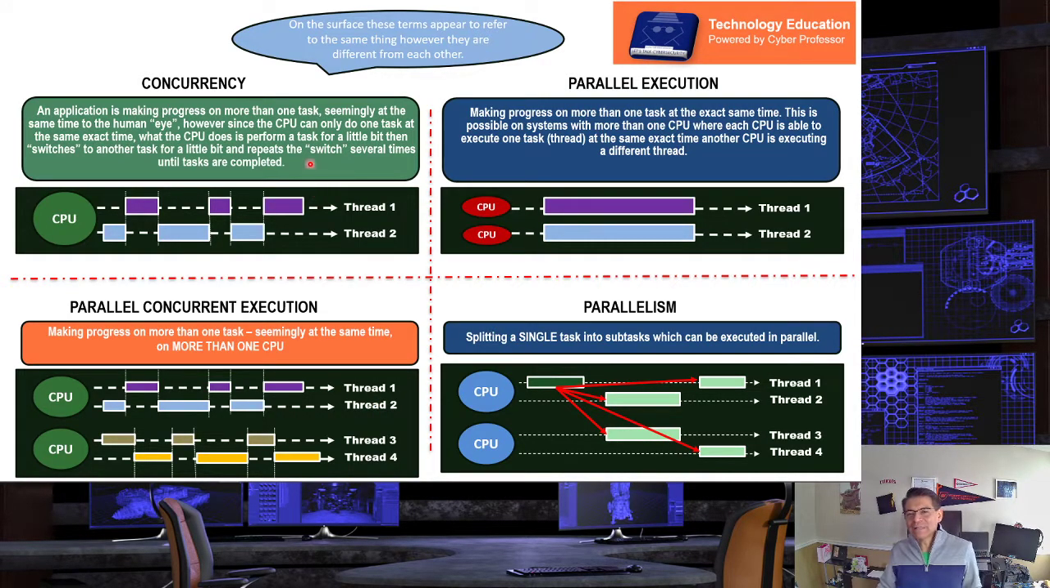And finally, we have the last concept of parallelism, splitting a single task into subtasks which can be executed in parallel. So the dark green is one single task, one single process that may be being loaded into memory by your operating system, right? And that process, since it is significant in size, needs to be split in more than one part. Why? Because it will be handled quicker that way by your computer system and your operating system.